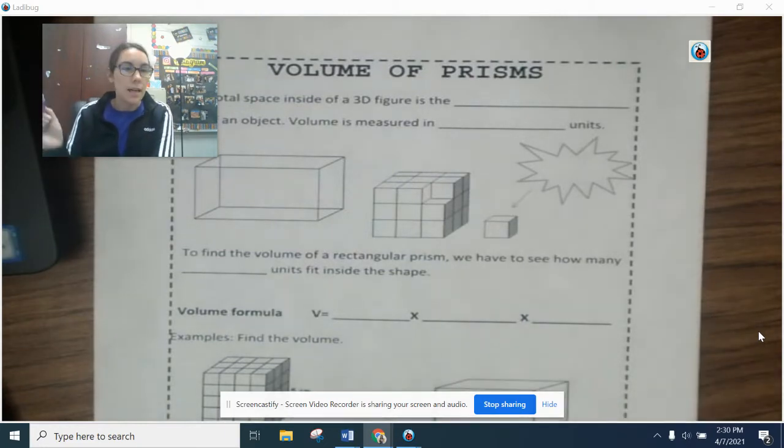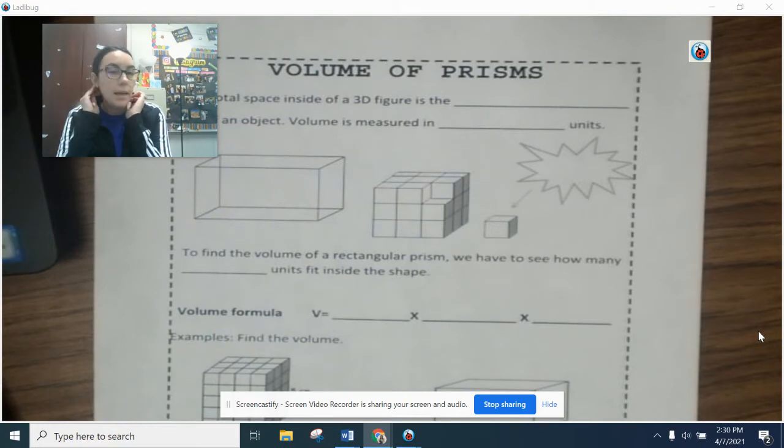Okay, so now we're going to take everything we learned from yesterday about the volume of prisms and put it into notes, and then you're just going to practice that. We'll go through the notes together, and then I'm going to show you my expectations on your practice page.